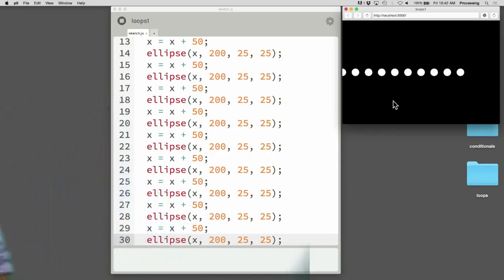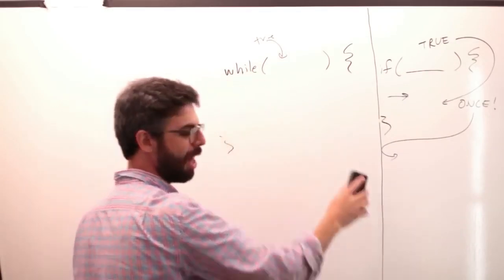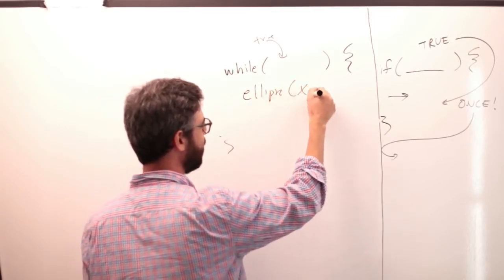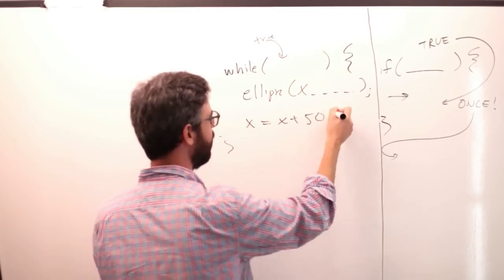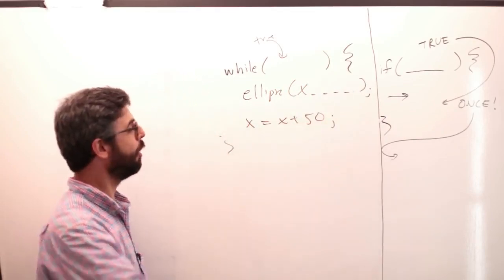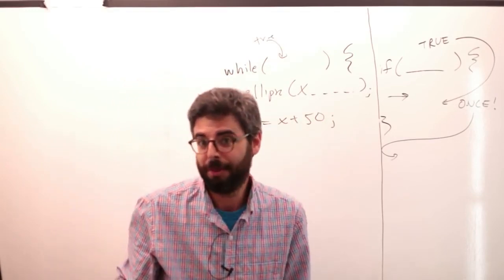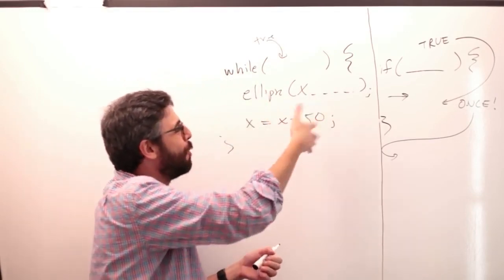There's got to be a way to perform those lines of code over and over again. I just want to say ellipse at x, etc. And then I want to say x equals x plus 50. This is exactly what I want to do. I just want to do this over and over again while something is true. Okay, so let's think about that. We need to figure out, when do I stop doing this over and over again?